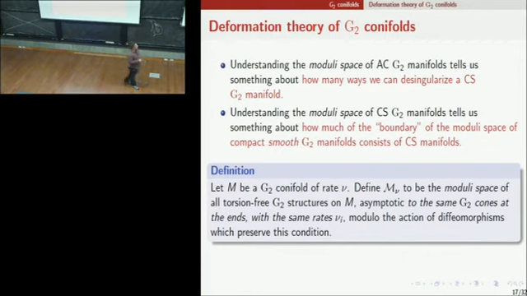We don't mix the two together. And then we fix the rate here. If it's asymptotically conical, this is just one negative number. If it's conically singular, this is an n-tuple of positive real numbers. Okay, so we define M_nu to be the moduli space of all the possible torsion-free G2 structures on this same underlying manifold, asymptotic to the same G2 cones with the same rates. Right? We're fixing the cones at the ends, modulo the action of the diffeomorphisms that preserve this condition.